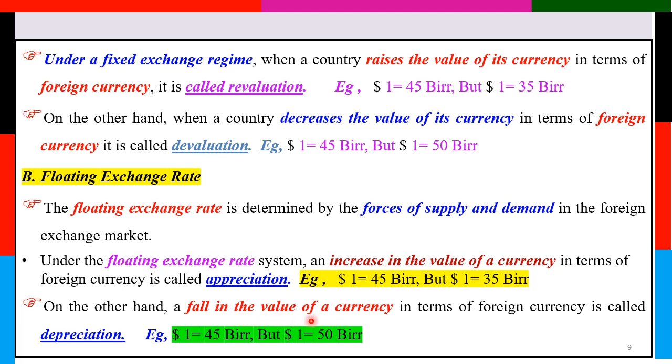On the other hand, a fall in the value of currency in terms of the foreign currency is called depreciation. But for the case of fixed exchange, decreasing the value of the currency is devaluation. But floating exchange is depreciation. The example is similar.